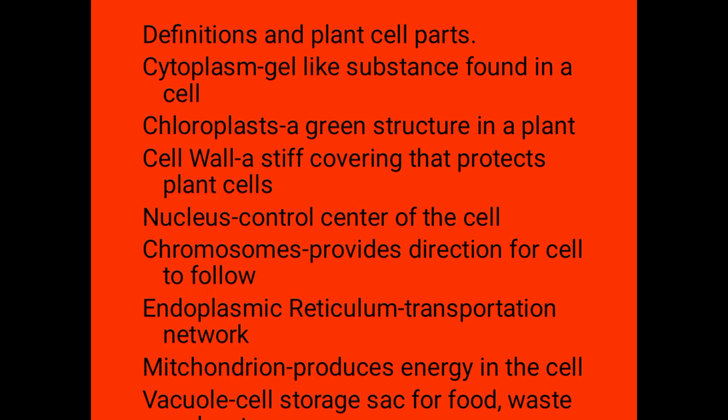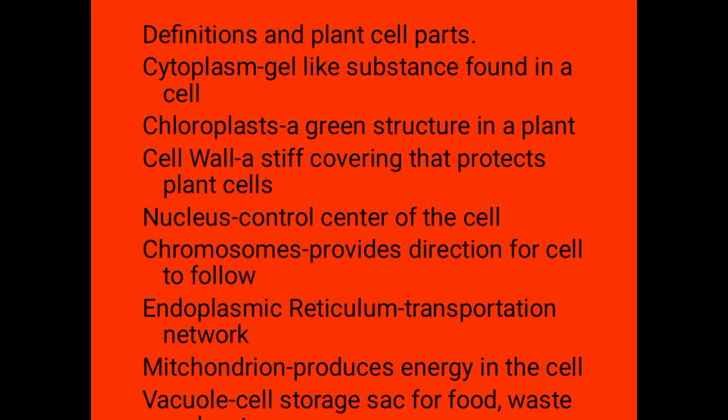Nucleus, the control center of the cell. It means reproduction is controlled in the nucleus because it contains chromosomes. Chromosomes provide direction for cells to follow. Chromosomes provide directions in terms of reproduction and in terms of characteristics. And endoplasmic reticulum: its main function in a cell is seen through its transportation function and network.